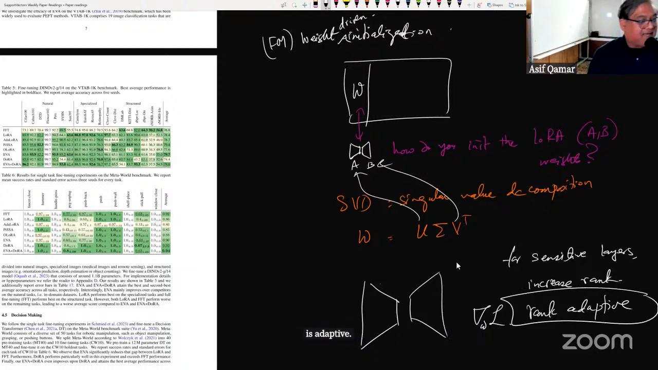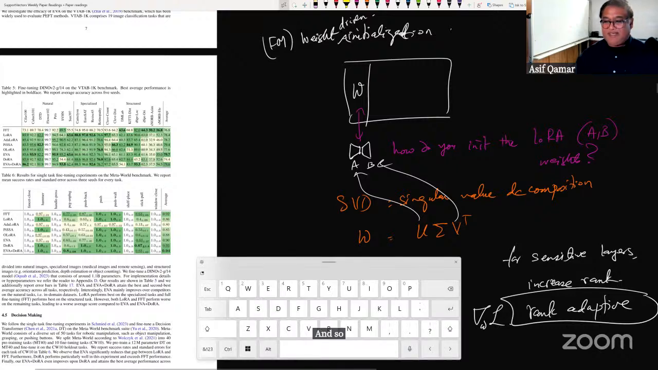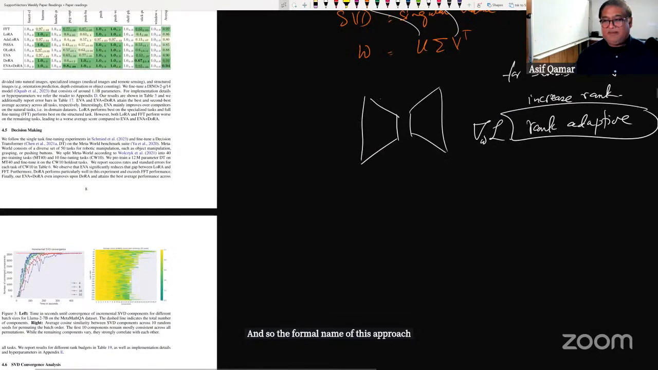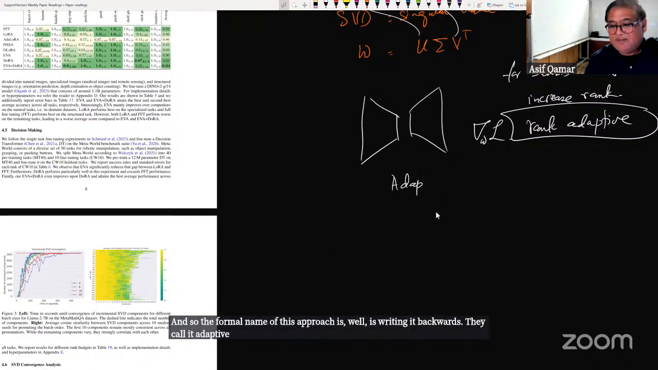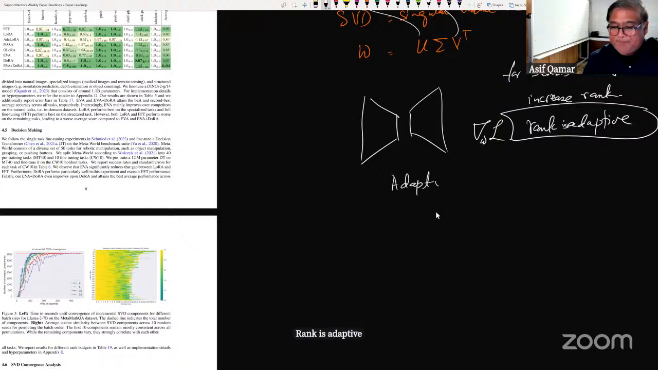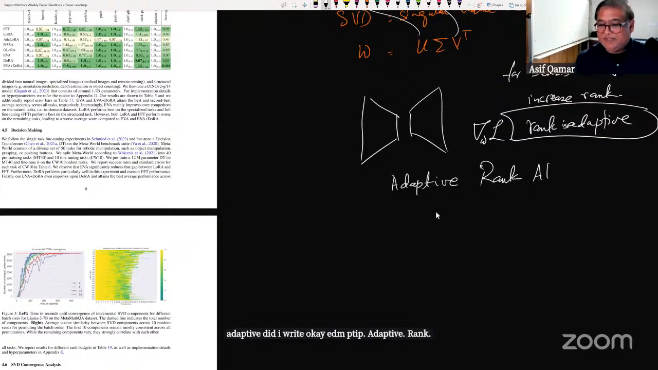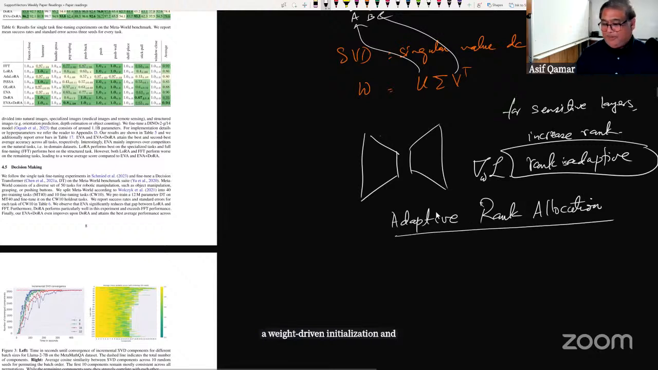So rank becomes adaptive. The formal name of this approach is, well, writing it backwards, they call it adaptive. Rank is adaptive. Did I write it correctly? Adaptive rank allocation. And this paper talks about both of these strategies of weight-driven initialization and adaptive rank allocation.